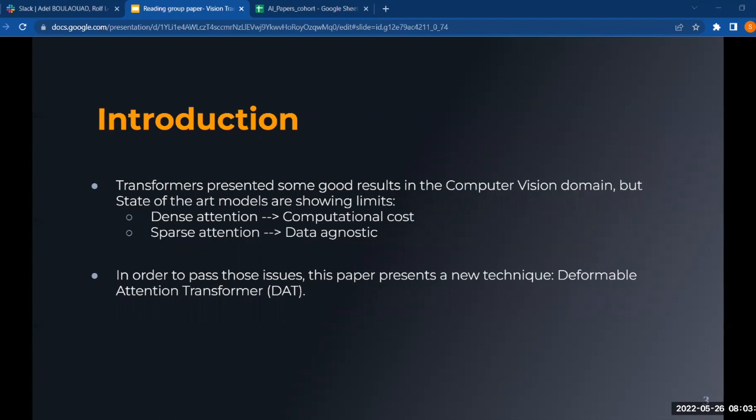Transformers presented some good results in the computer vision domain, but state-of-the-art models are showing some limits. If you use dense attention, which means that the current input serves as the input for all the preceding layers, it will result in huge computational cost. On the other hand, using sparse attention or a subset as a small relative will lead to data agnostic problems and not well-learned models. In order to get past those issues, this paper presents a new technique, the deformable attention transformer.